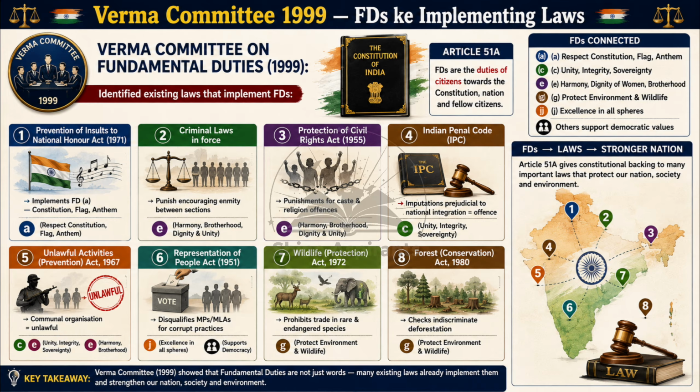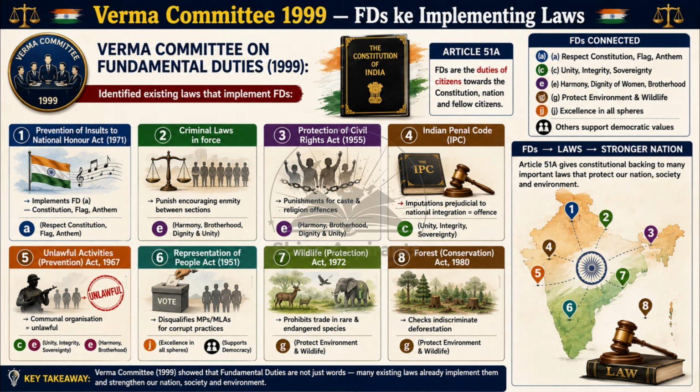1. Prevention of Insults to National Honour Act, 1971. This act prevents disrespect to the Constitution of India, the national flag, and the national anthem. It directly implements Fundamental Duty A. This is the most commonly tested connection in UPSC.